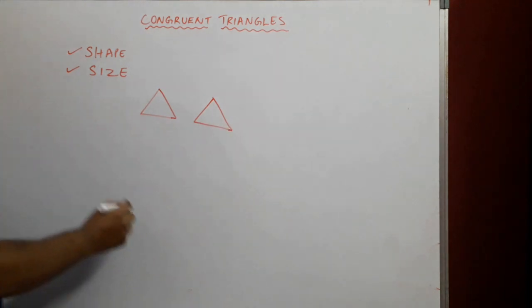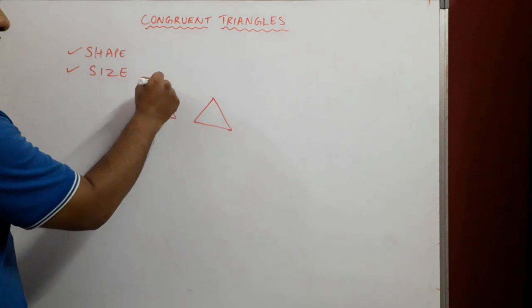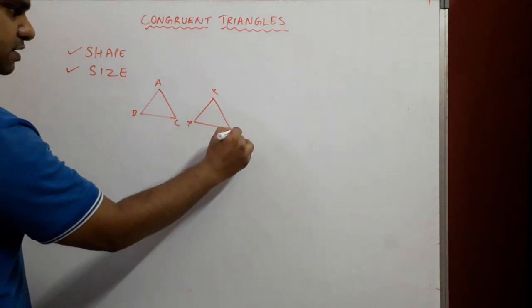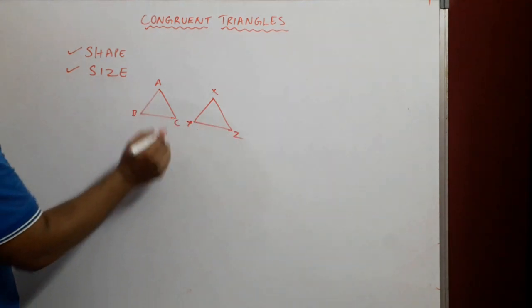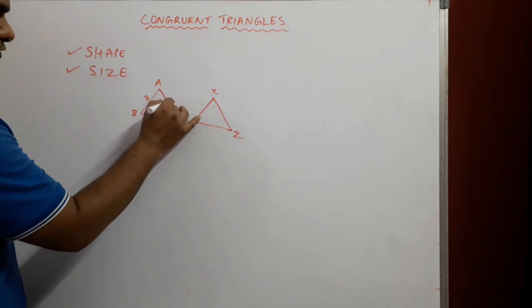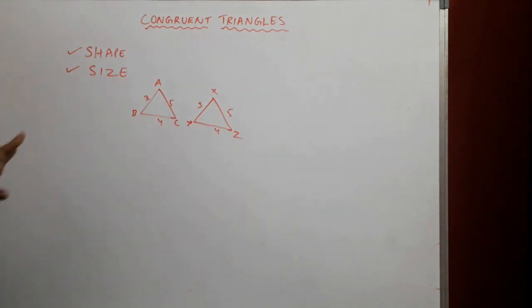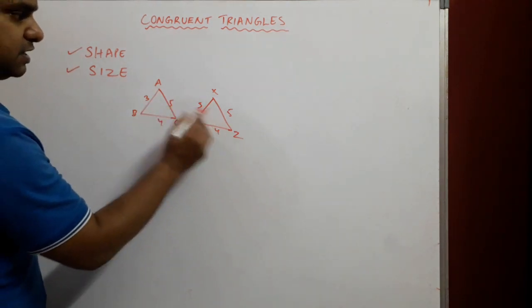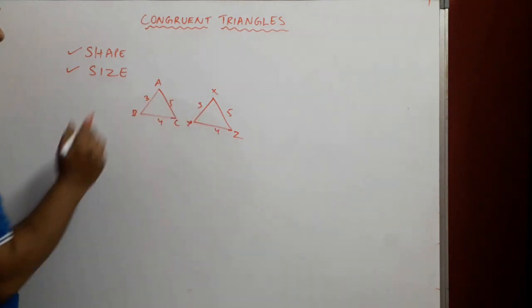Now these two, shape wise, are the same. We mark this as A, B, C and X, Y and Z. This is Y, and we'll mark the sides 3, 4, 5 and here also 3, 4 and 5. So these two can be said to be congruent triangles because if we have a look, their corresponding sides are equal. What do we mean by corresponding sides?